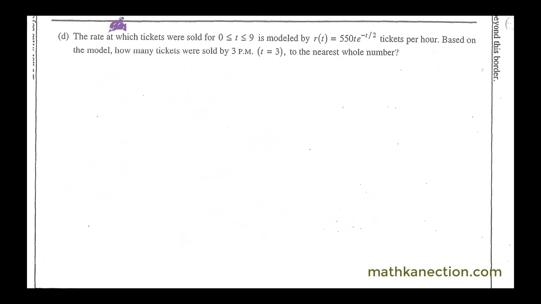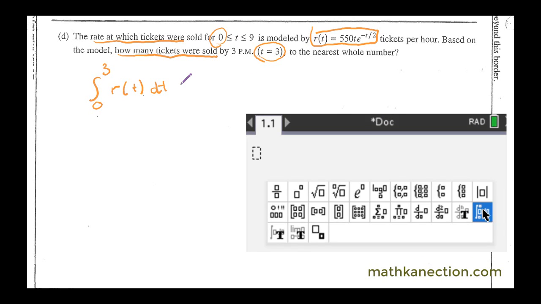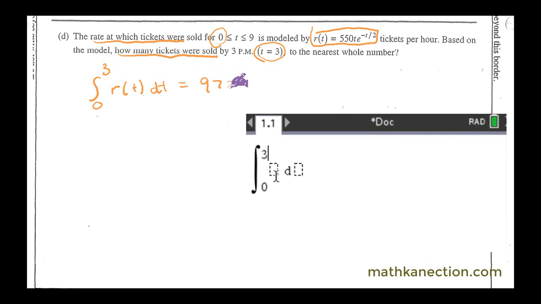So for part D, they give us a rate at which the tickets are being sold by this function called R of t. The question wants to know how many tickets were sold, so we're going to have to anti-derive that rate equation. So we're going to anti-derive R of t from starting what time and ending what time. They're being sold until 3 p.m., so that's our ending time, and the starting time is when time is equal to 0, or time is noon. So anti-deriving in the calculator to get 972.784, but it did say the nearest whole number, so 973 tickets.